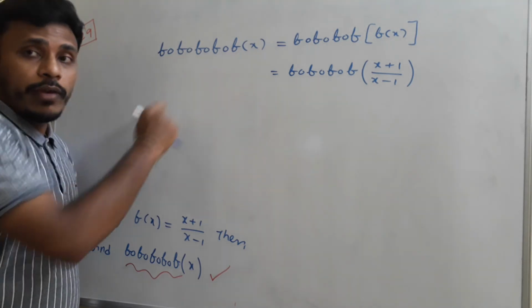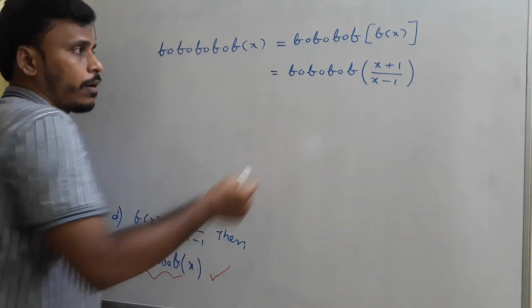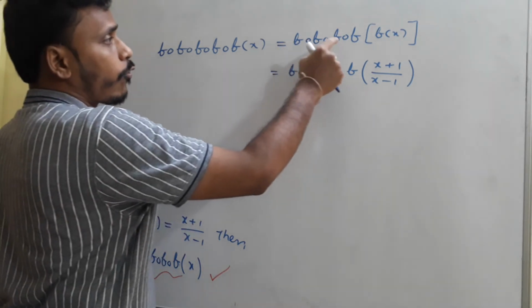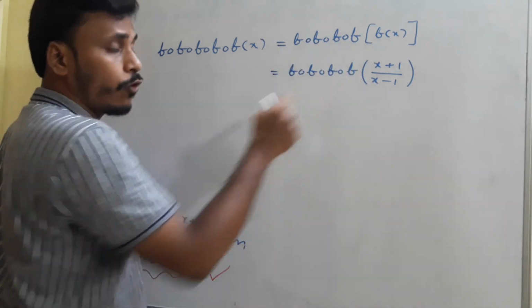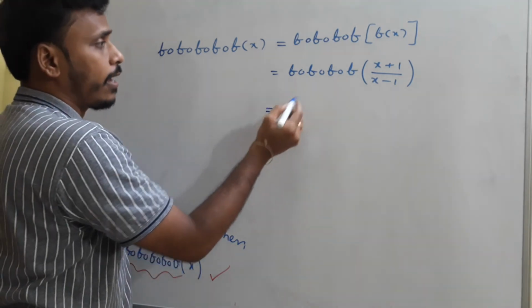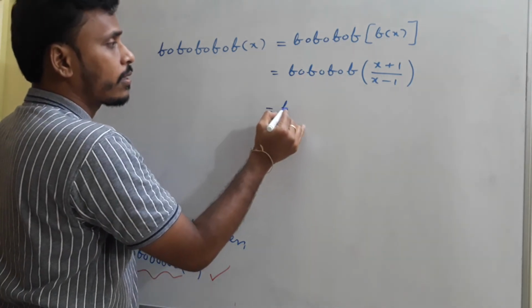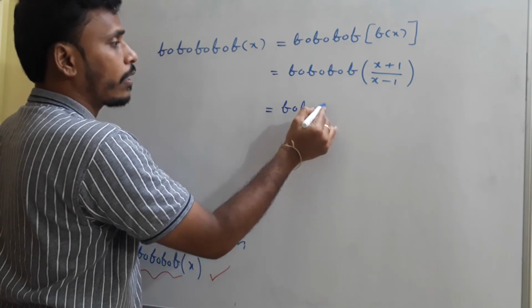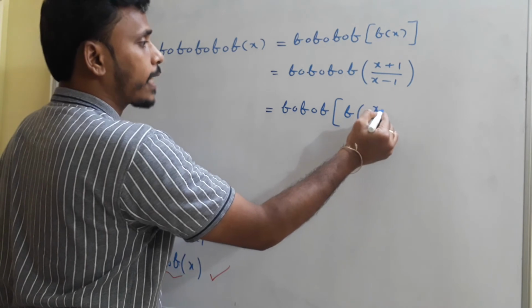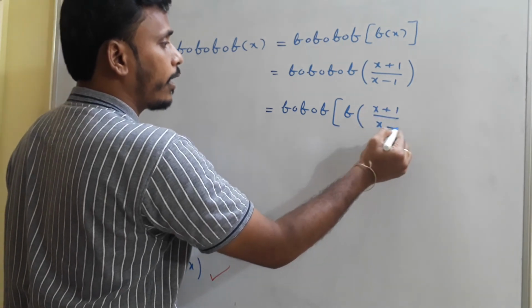Actually there are 5 times you need to apply the function, but if you apply one time, it is (x plus 1) by (x minus 1). Here there are 5 f's, but here we have only 4, because one time we applied the function. And in the next step, again you need to rewrite it like this: f circle f of (x plus 1) by (x minus 1).